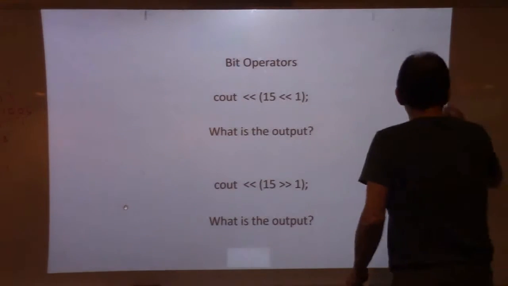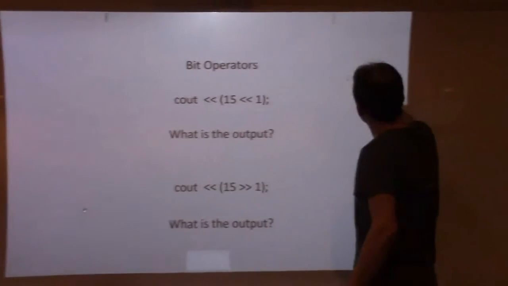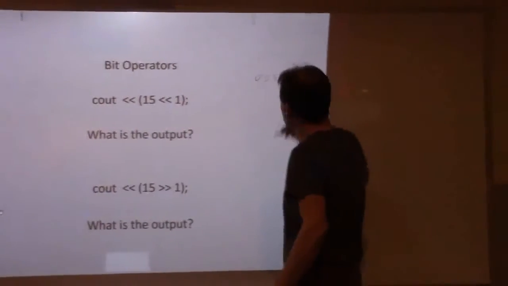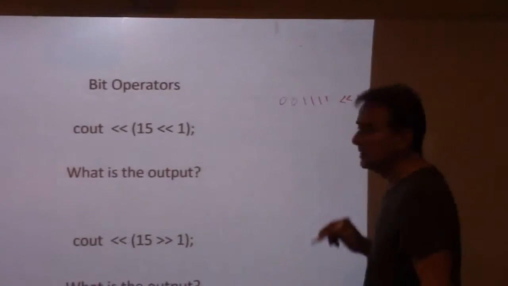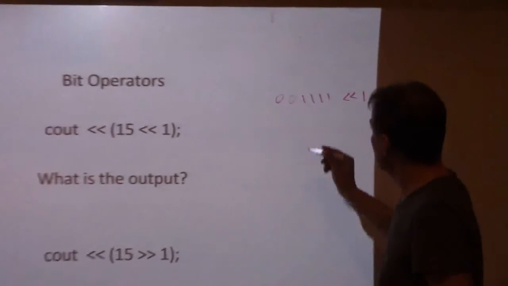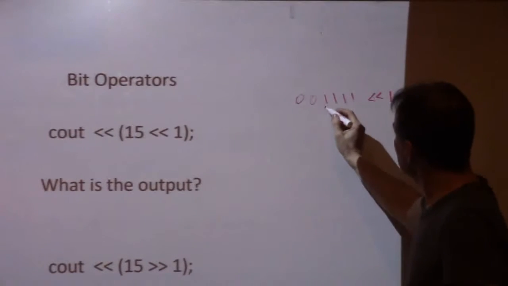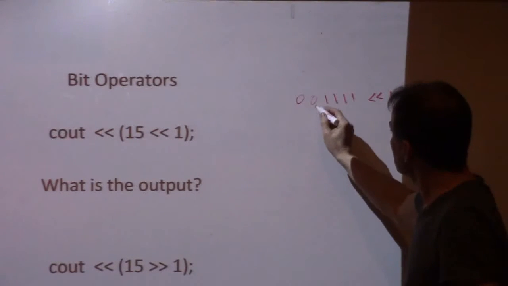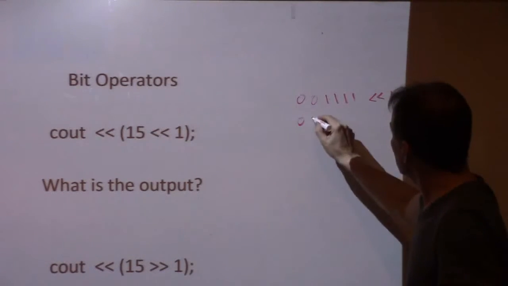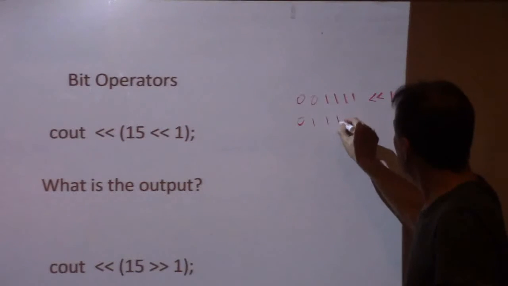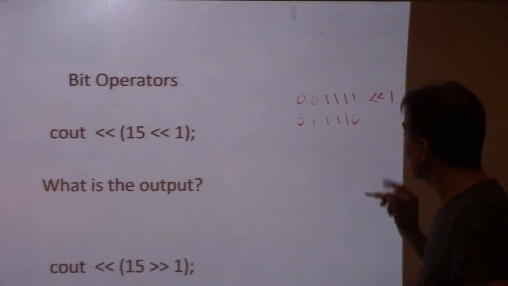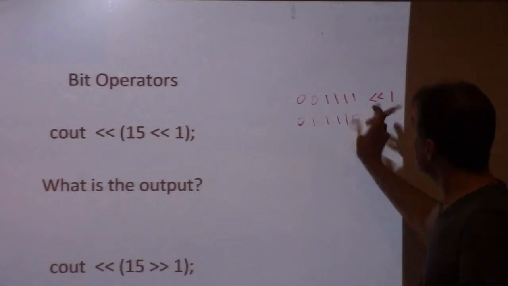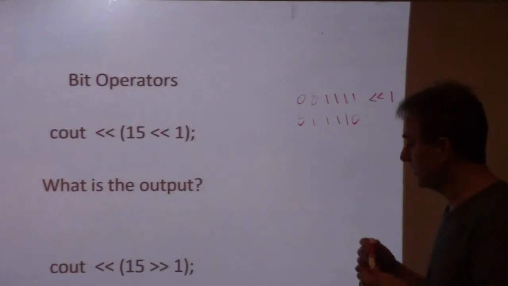What's going to happen is it's going to look like this: a bunch of zeros, then a 1, 1, 1, 1, like that, right? And I'm going to shift it by 1. So this 0 goes away, this 0 goes here, 1, 1, 1, 1, and then we have to fill this missing one, just put a 0 in here. So you can see everything has doubled, so the 15 has become 30.